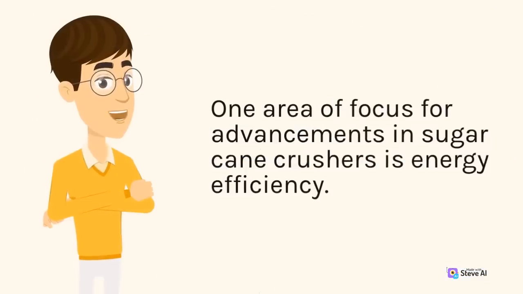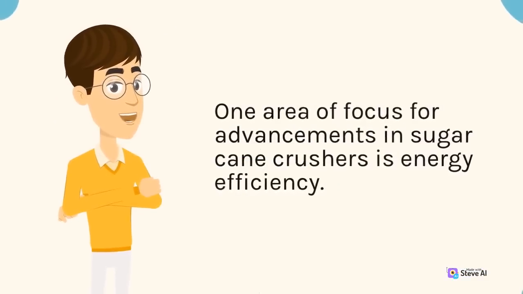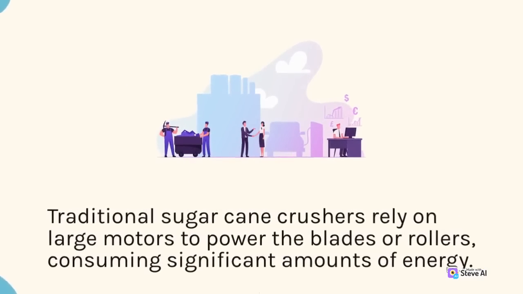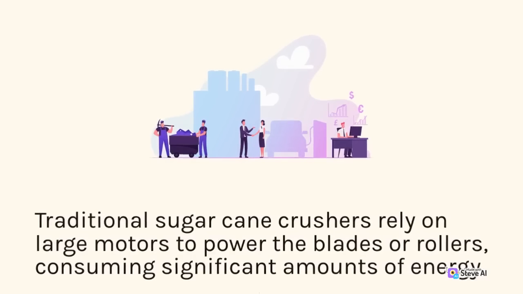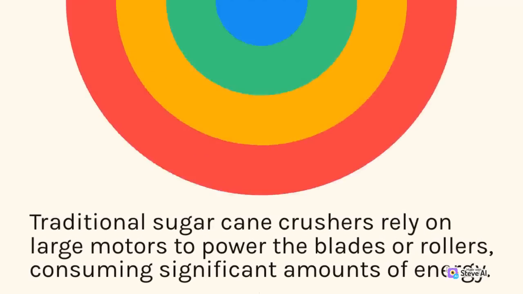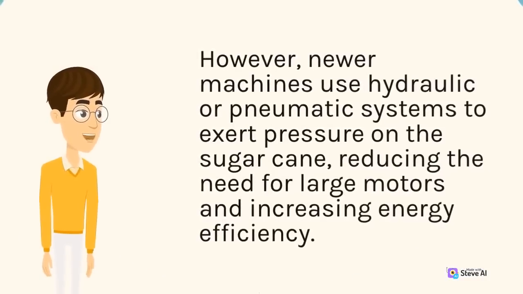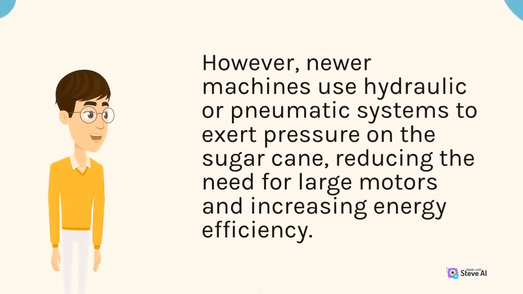One area of focus for advancements in sugarcane crushers is energy efficiency. Traditional sugarcane crushers rely on large motors to power the blades or rollers, consuming significant amounts of energy. However, newer machines use hydraulic or pneumatic systems to exert pressure on the sugarcane, reducing the need for large motors and increasing energy efficiency.